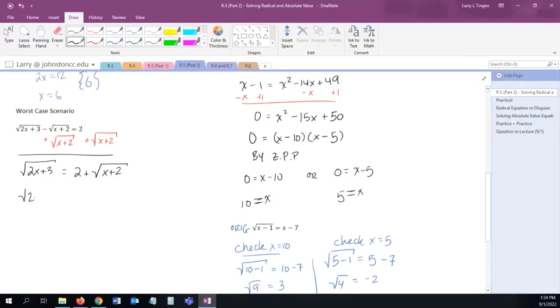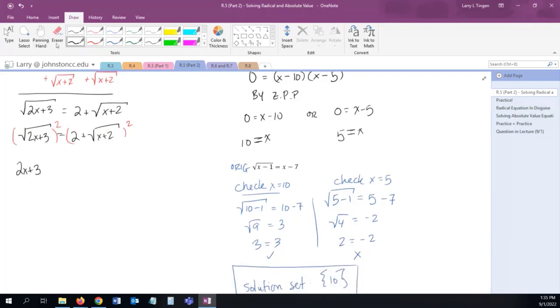So the next step is to exponentiate. I'm going to raise both sides to the second power to get that radical to go away. But now here's why this is your worst case scenario. Because what have you created on the right-hand side? On the right-hand side, you've created 2 plus the square root of x plus 2 times 2 plus the square root of x plus 2.